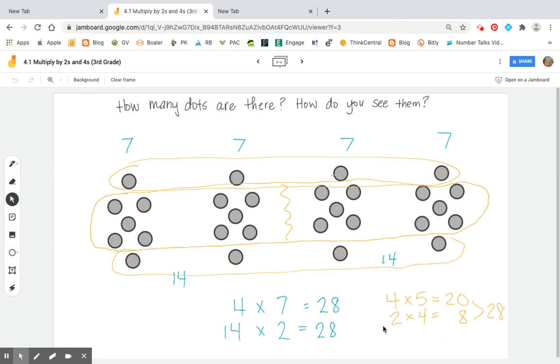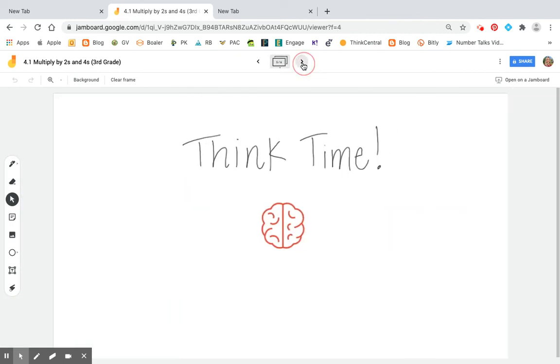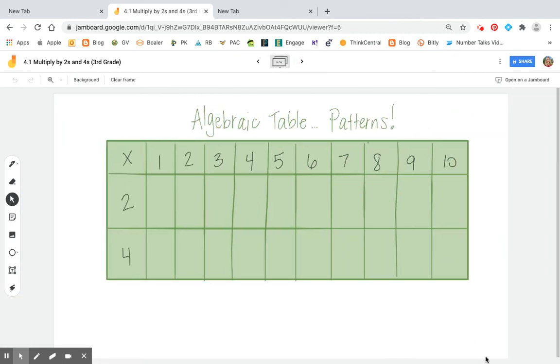All right, kids. I think we are going to go on and let's look at some patterns on a chart. So let's fast forward ahead here to this algebraic table. Now, I know some people panic when they hear the word algebra and they go, oh, you'll never use algebra. But it's not true because algebra is just all about patterns. So you know who does a ton of algebra? Kindergarten. Kindergartners are doing algebra all day long, and nobody even knows that. All right, so let's check out this table.